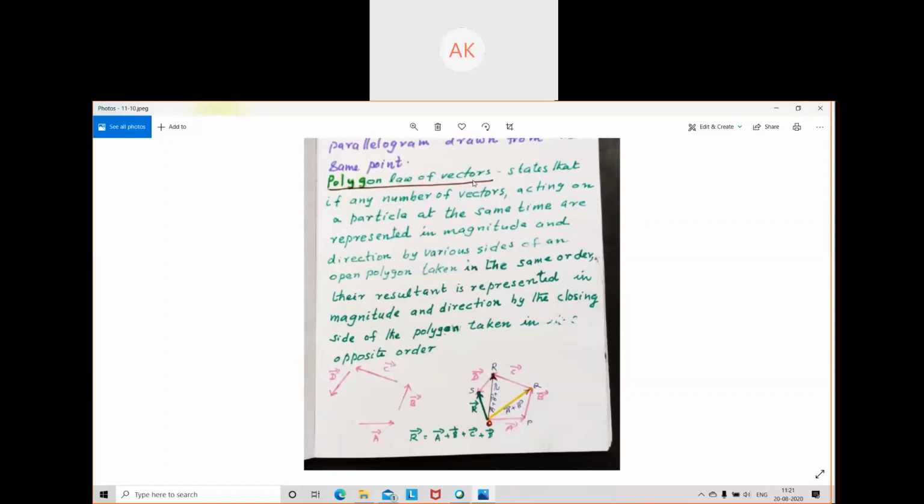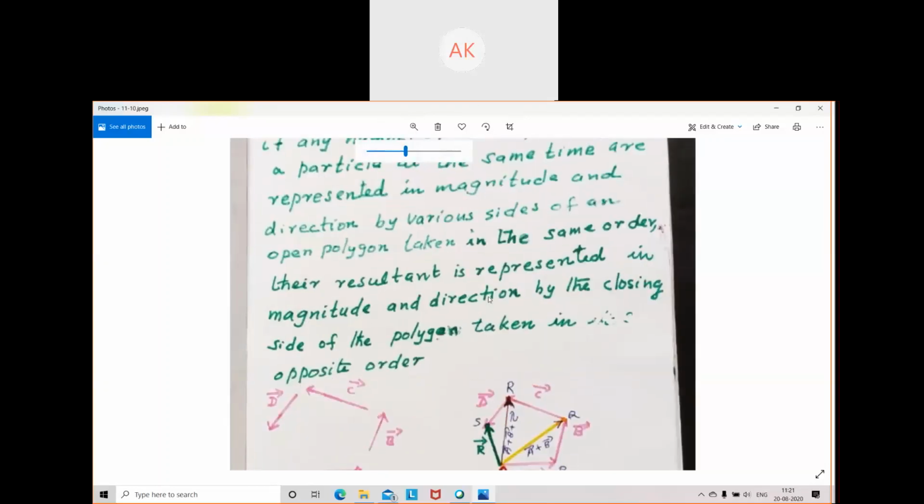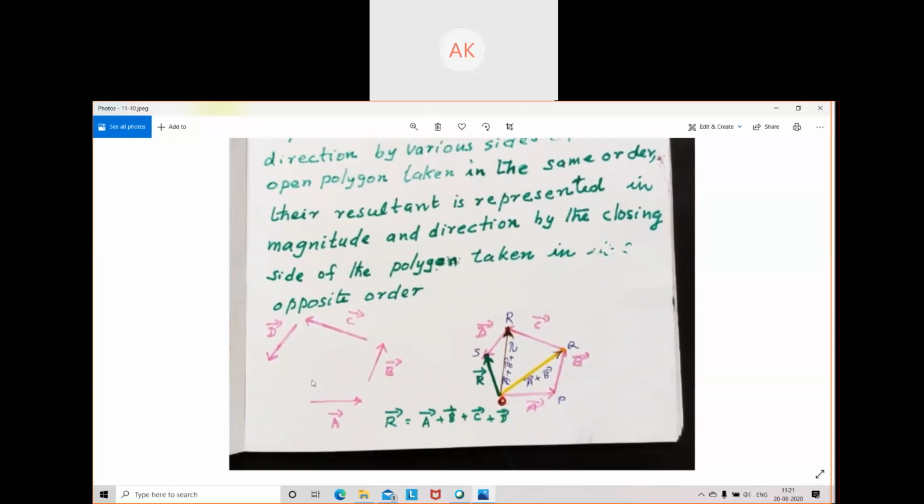Polygon means a many-sided figure. So first, given the vectors, you have to check whether it is possible to represent them as the sides of a polygon. See, here vector A, vector B, vector C, vector D are given, with different directions and different magnitudes. First, represent vector A. Near those vectors, take a point O, and from the point O draw vector A with the same magnitude and same direction.